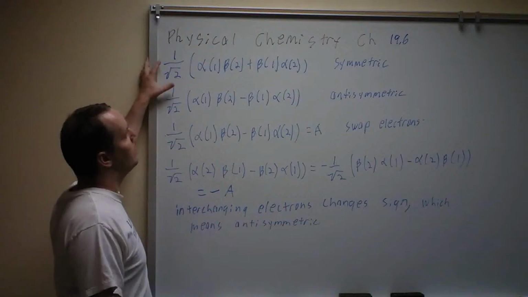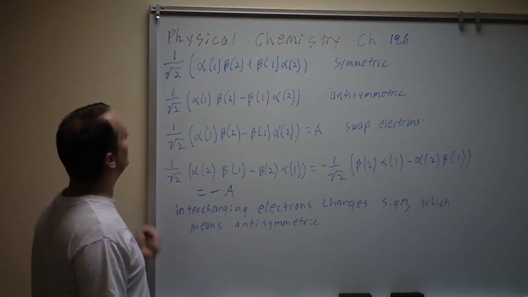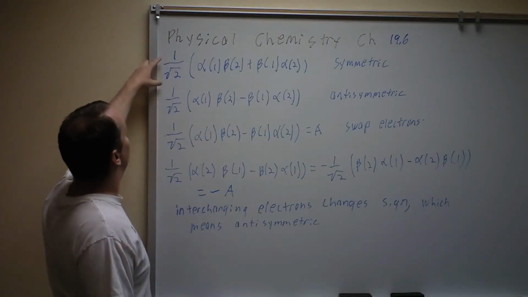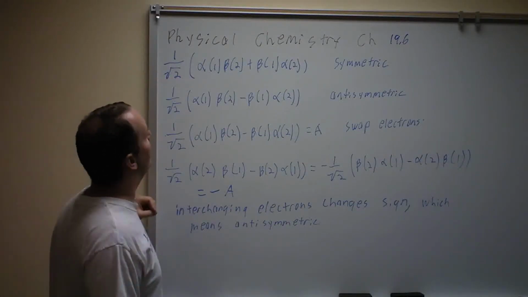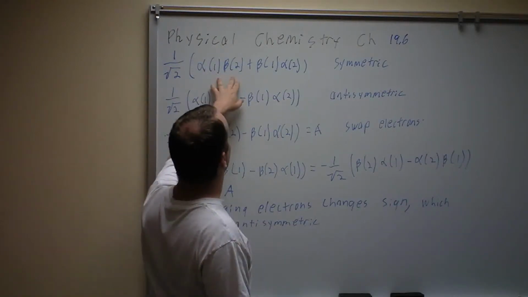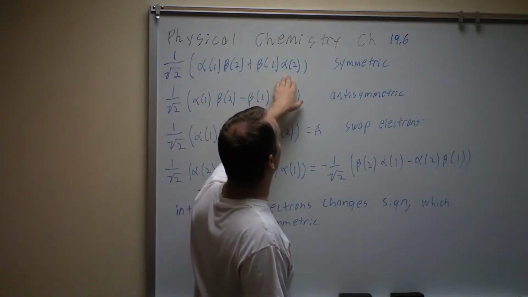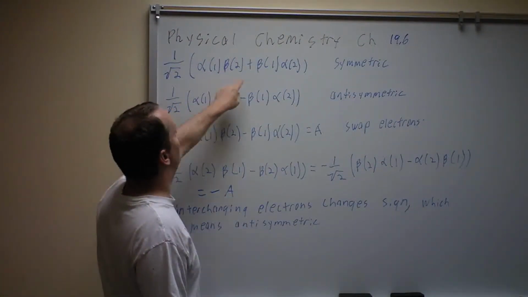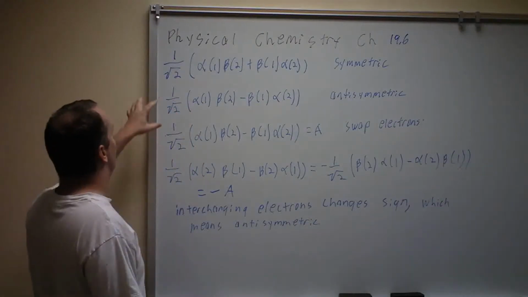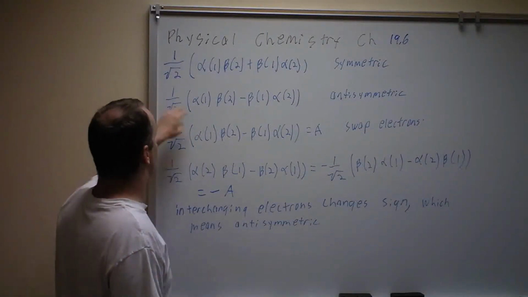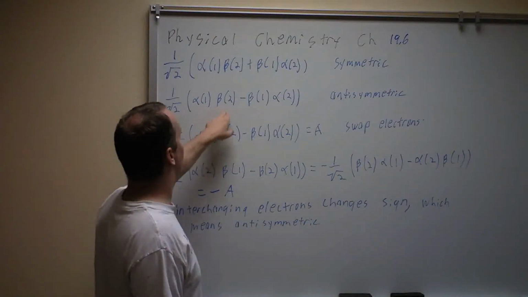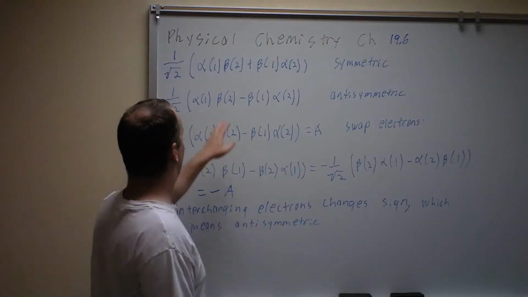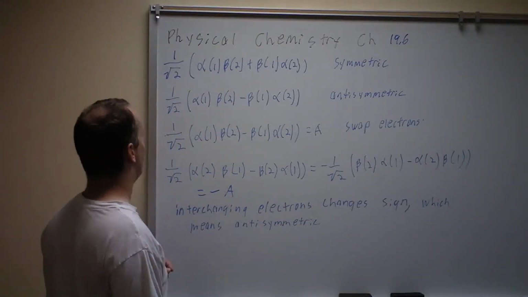Continue on physical chemistry, chapter 19.6, where I'm talking about the two electrons of a helium atom. So we made this wave function, 1 over the square root of 2, this is our normalization constant, times alpha 1 beta 2 plus beta 1 alpha 2. This one is symmetric, which means if you switch around the electrons, the polarity is going to stay the same. And then this is 1 over the square root of 2, alpha 1 beta 2 minus beta 1 alpha 2. This one's anti-symmetric. That means if you switch around the two electrons, you'll change the sign.